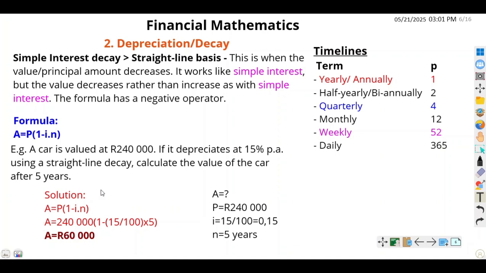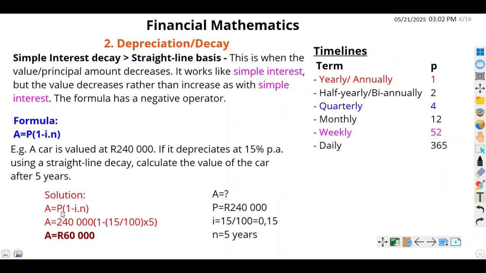So what do you have? You have the principal amount, which is the current value of the car, 240,000 rands, and the interest rate given per annum, 15% per annum. I divided by 100 here to convert the rate to our interest, so that we can substitute it in the formula. But you can also just take it as 15, substitute and divide within the formula. And n is the number of terms. In this case it's years, so it's 5 years. So we substitute in the formula.